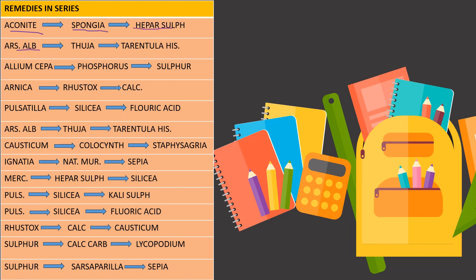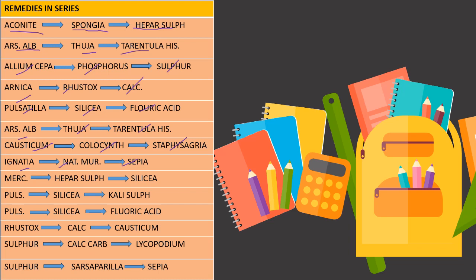The other medicine is arsenic, then thuja, then tarantula, then allium sepa, phosphorus and sulfur, arnica, rustox, calcarea, then pulsatilla, silicea, fluoric acid, then arsenicum album, thuja, tarantula, hispanica, then causticum follows colocin, then staphysagria, ignatia, natremute, sepia.